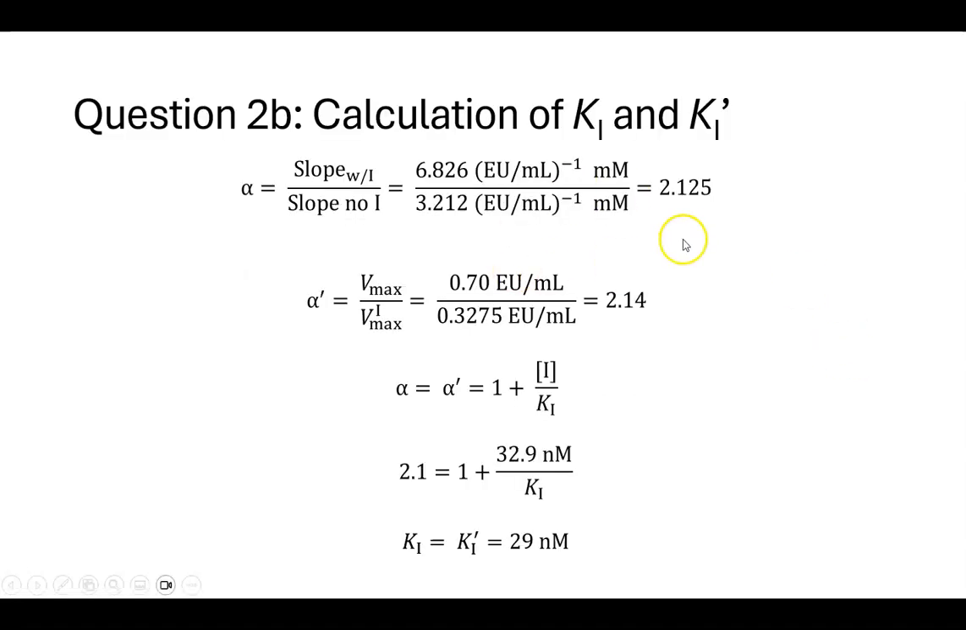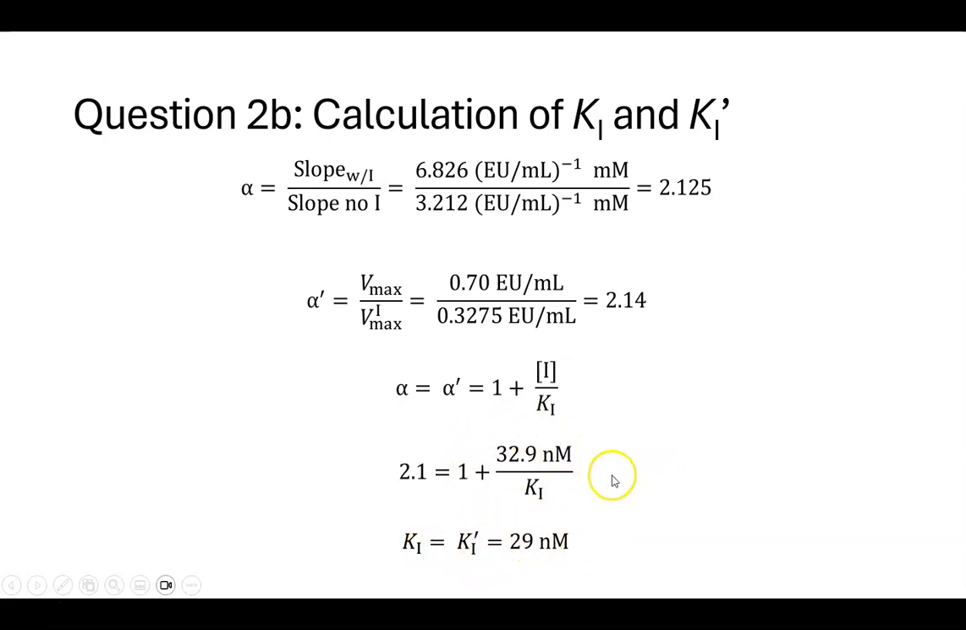So for Ki and Ki prime, you first have to calculate alpha and alpha prime. I did it both ways just to convince myself that I would get the right answer, but you didn't have to do that. You could have just compared the Vmax with and without inhibitor and noticed that the Vmax decreases by a factor of 2.14, and that's our alpha prime. Alpha would be comparison of the slope, and again, within experimental error, you get the same thing. So what that means then, if alpha is equal to alpha prime, then Ki is equal to Ki prime.